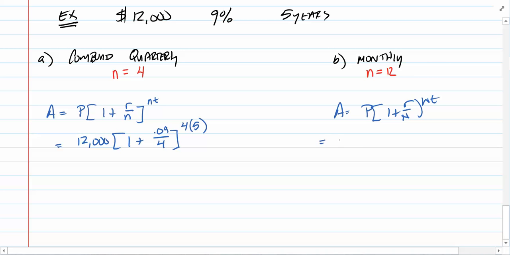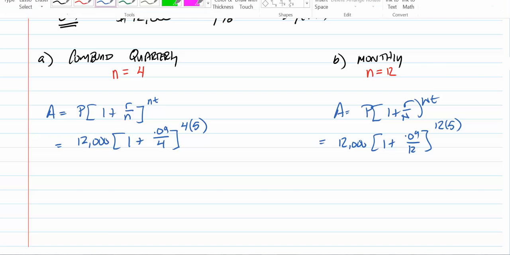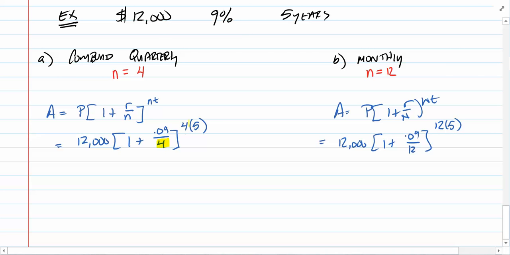Let's set up our other equation. This is going to be 12,000 times 1 plus 0.09 divided by, now in this case, our n is going to be 12. So we're going to raise that to the 12 times 5. So do you see the difference in the setup? The only difference is what I'm highlighting here for you. You see the difference in the setup? We're only changing the times that we compound, either quarterly or monthly.